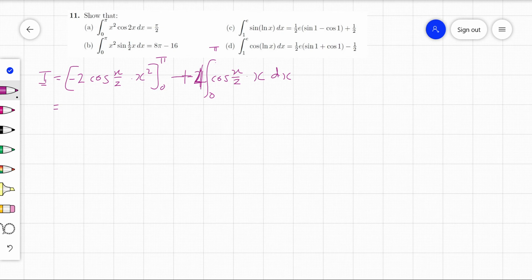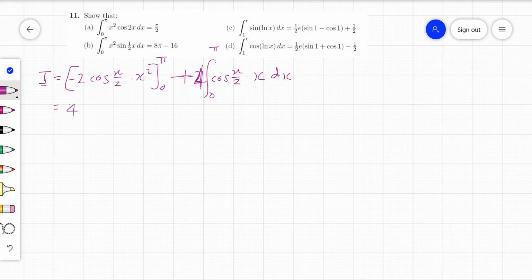When I put 0 in, obviously I'm timesing by 0 squared, so that's 0. When I put the pi in, I've got cos pi on 2, which is 0 as well. So that whole first bracket is giving me 0. Okay, so what do I have for cos x on 2 times x? Well, again, I'm going to integrate cos x on 2.